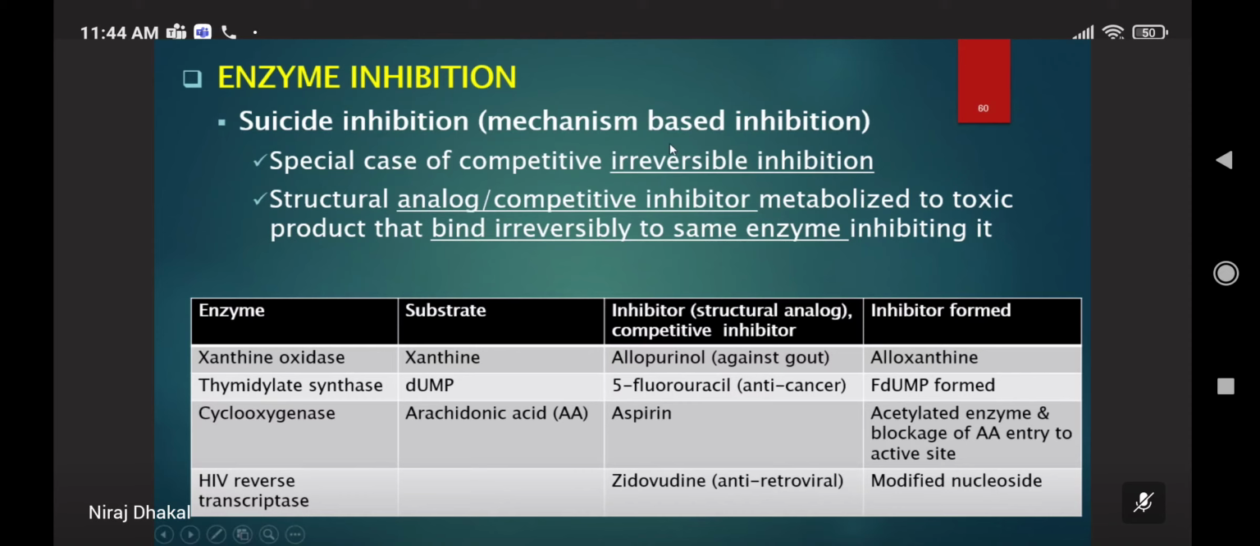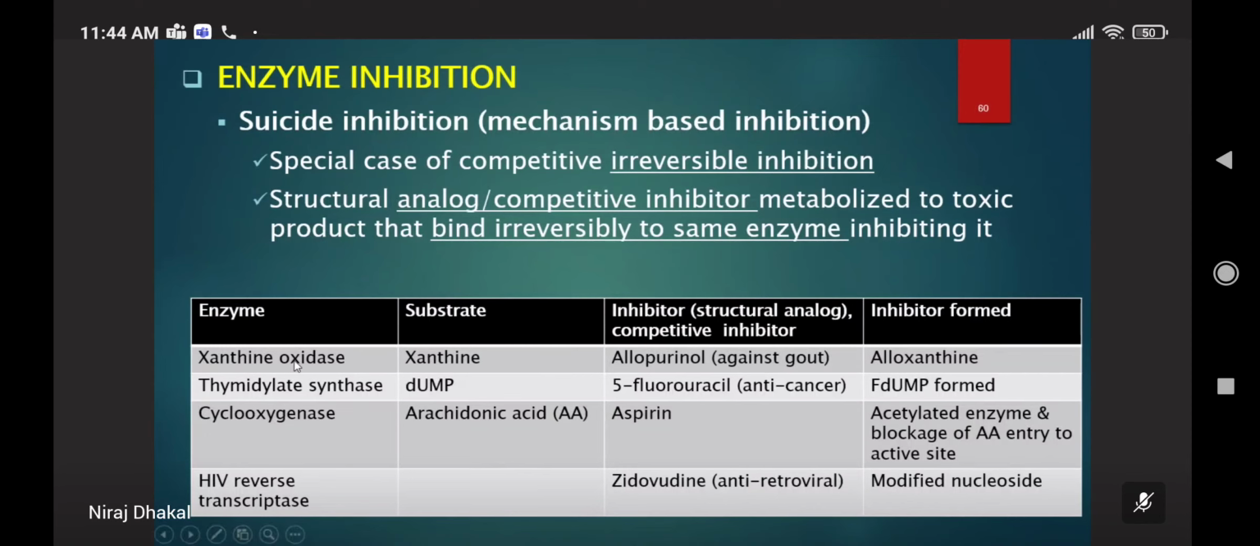The competitive inhibitor is metabolized to a toxic product. That is, these inhibitors require metabolic activation. In its original form, it is non-reactive, but once it is metabolized, it forms a toxic product, and that product irreversibly inactivates the same enzyme which is used for its metabolism.